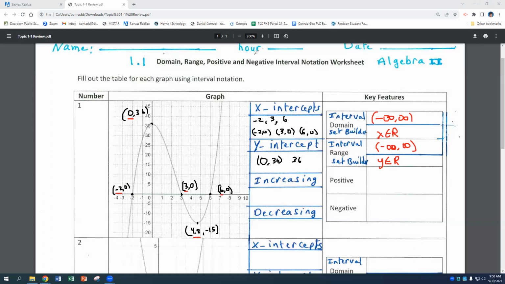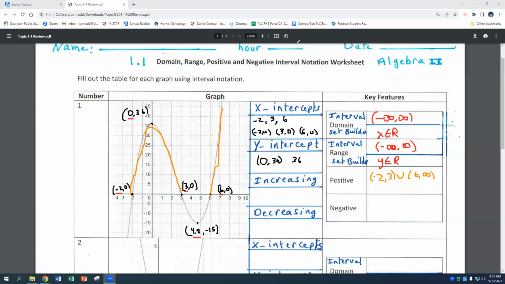Okay, positive. A graph is positive when it's above the x-axis. So here's an interval that's positive above the x-axis, and here's another interval that's positive above the x-axis. If I write those intervals, that goes from -2 all the way until 3, right? We're using our x values to read it. So -2 to 3. And then again, it's positive from 6 until infinity. That's when it's above the x-axis, from -2 to 3 and from 6 to infinity.